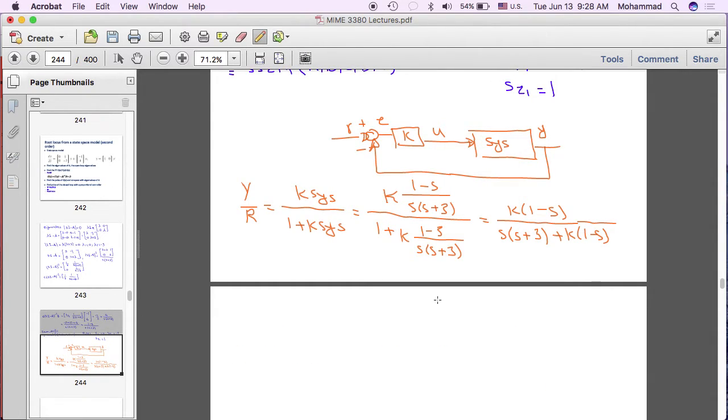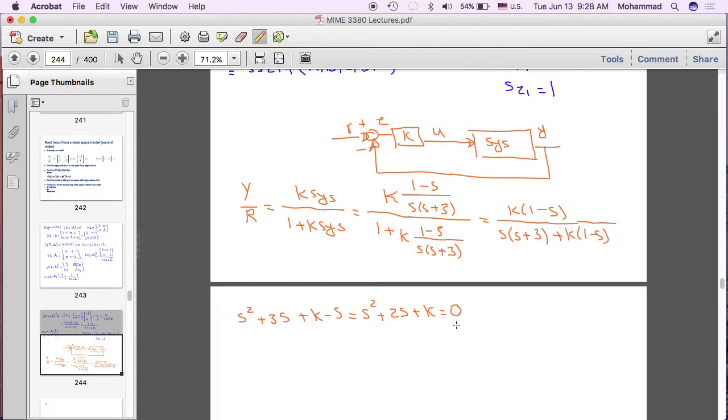Okay, so where are the two poles located? We need to find the polynomial for the denominator, so we are going to only focus on the denominator. Let's multiply this out. So we get s squared plus 3s plus k minus ks. This can be further simplified to s squared plus 2s plus k. And we need to set that equal to 0 in order to find the poles of the closed loop system.